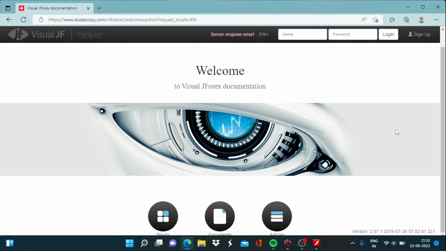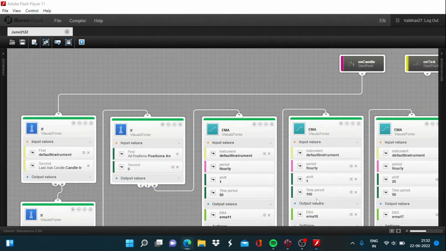Myself Vaibhav. In today's session of Visual JForex, we will be continuing our work using the indicator exponential moving average, and to pinpoint the entry point we will also be taking the help of MACD. So using these two indicators we will look for the entries with the trade. For the buy trade we will look for the momentum to be on the bullish side, and for sell trade we will want the momentum to be bearish. So let us now head to the Visual JForex board, which has been developed by the Dukascopy Bank SA.